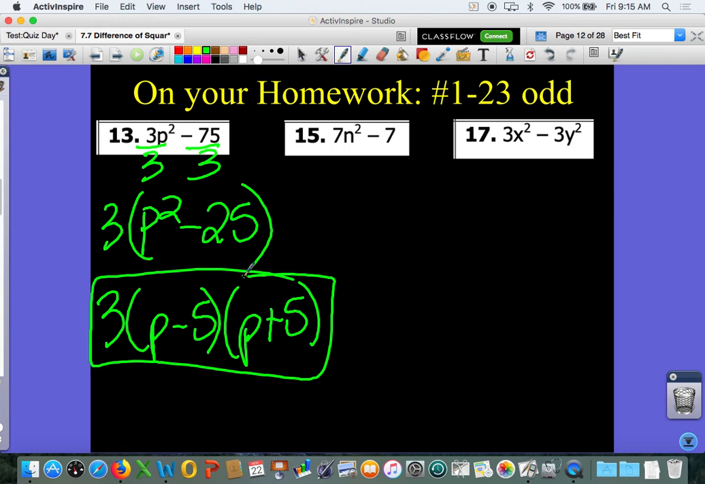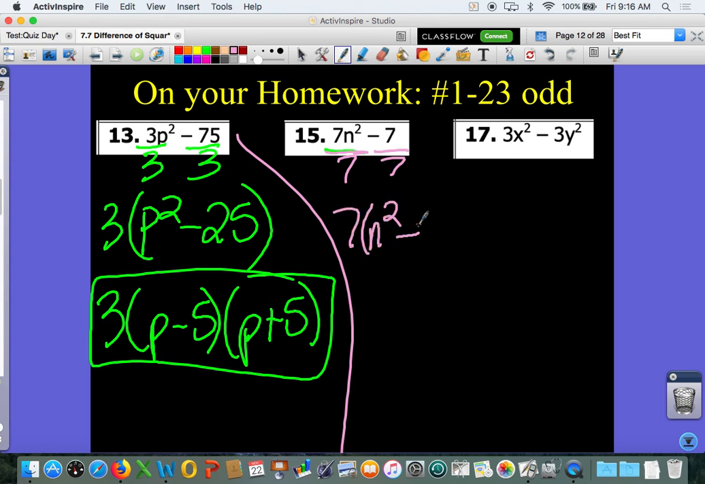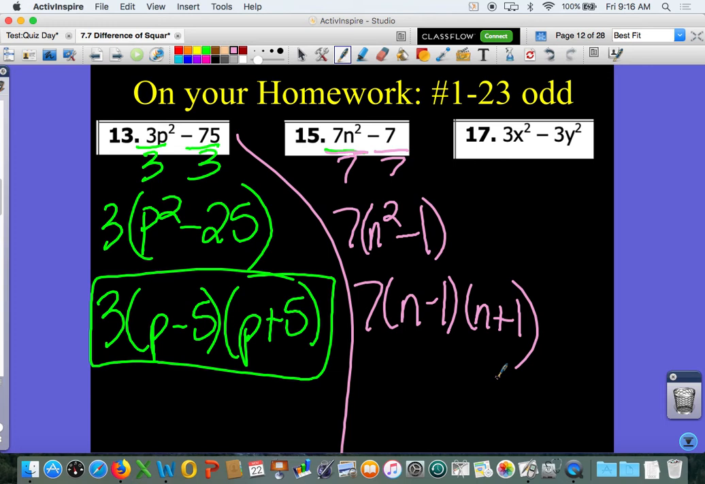Same idea with this one. You can divide both by 7. So now I've got 7 outside. N squared minus 1. So now I can put 7, n minus 1, n plus 1. I've run out of room for 17, so give me a second.